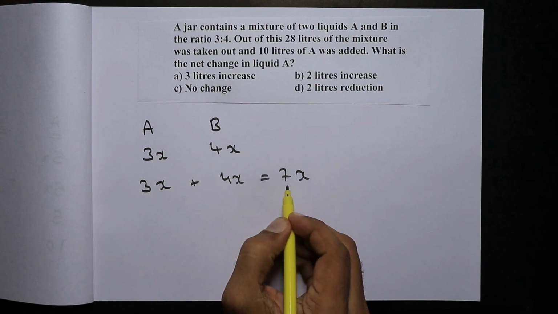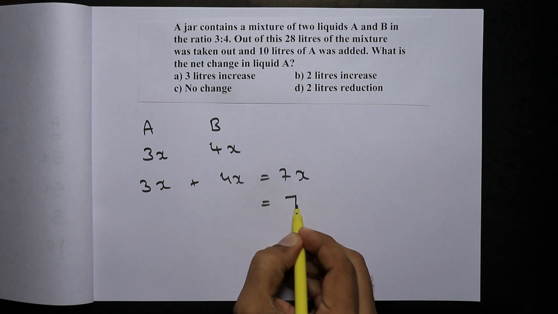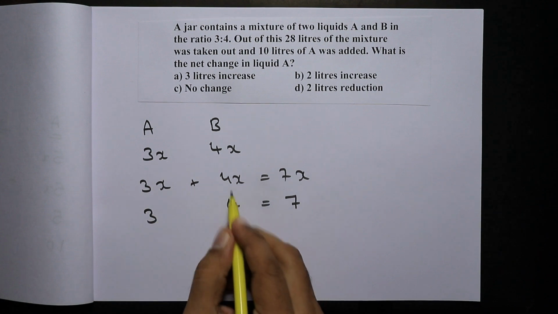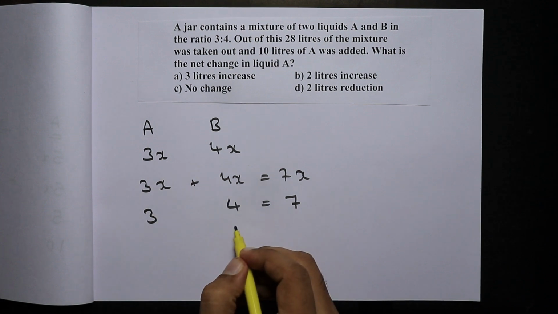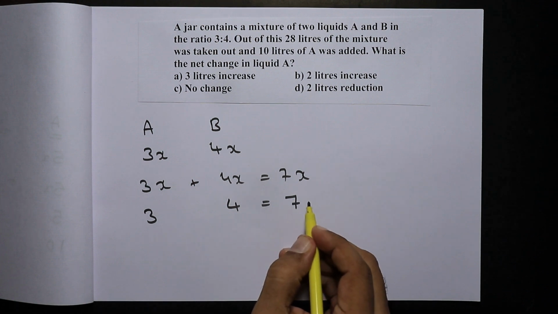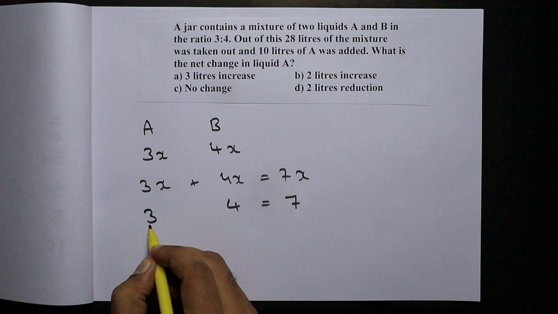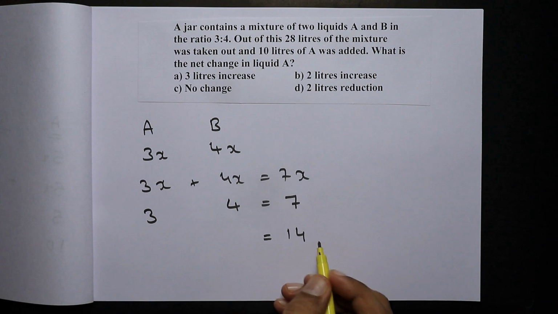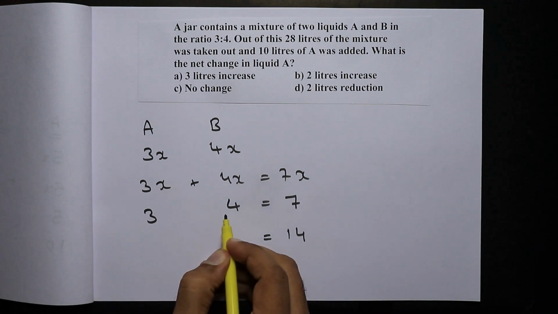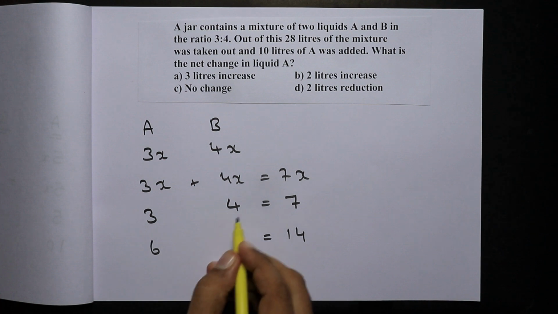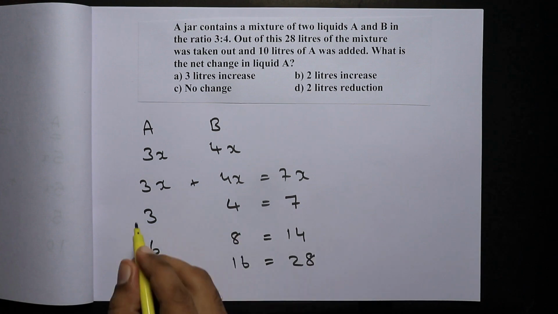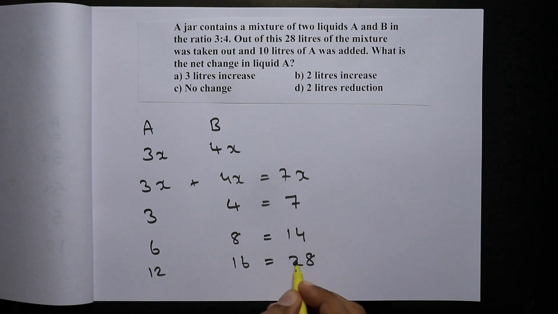That ratio will always be maintained. So if you take exactly 7 liters, that will contain 3 liters of A and 4 liters of B. This ratio will always be maintained. For example, if you take out 70 liters, that will contain 30 liters of A and 40 liters of B. If you double it, if you take out 14 liters, here the quantities of A and B will also double. A will become 6 and B will become 8, so that 6 plus 8 is 14. If you again double it to 28, B will double to 16, A will double to 12. So 12 plus 16 total is 28.